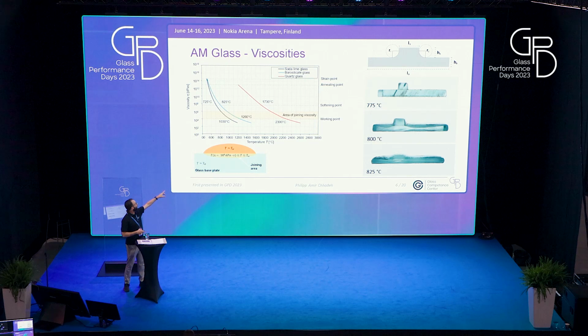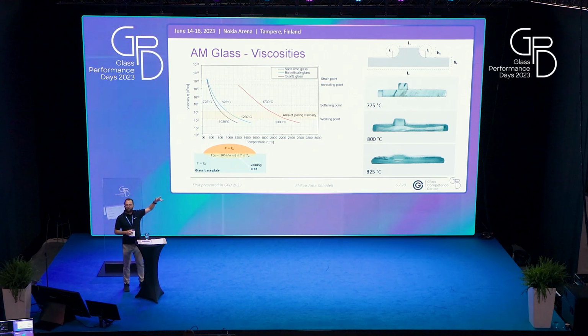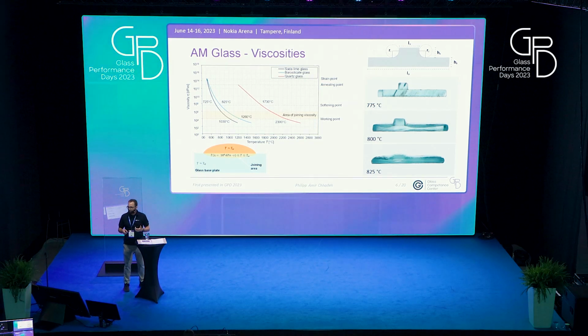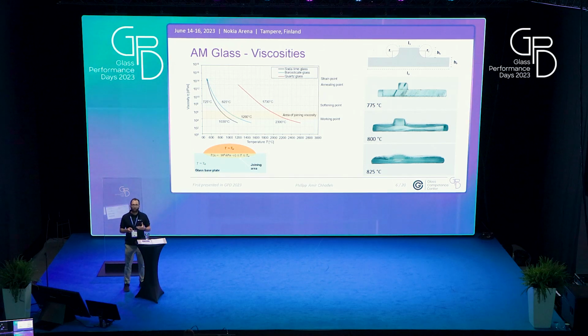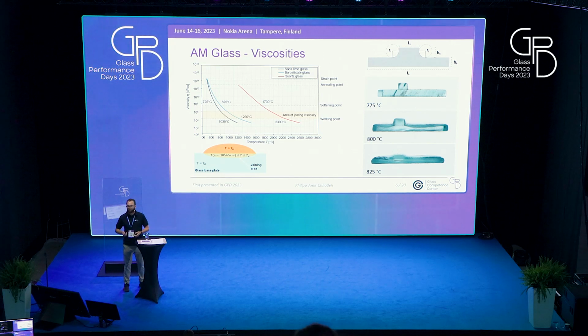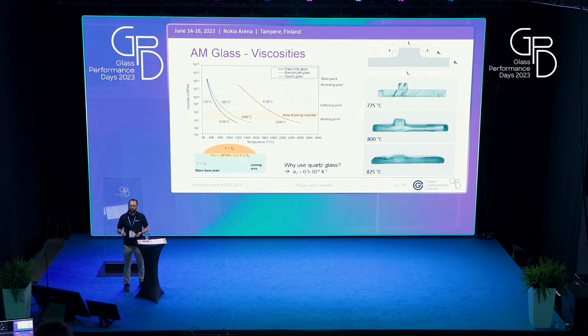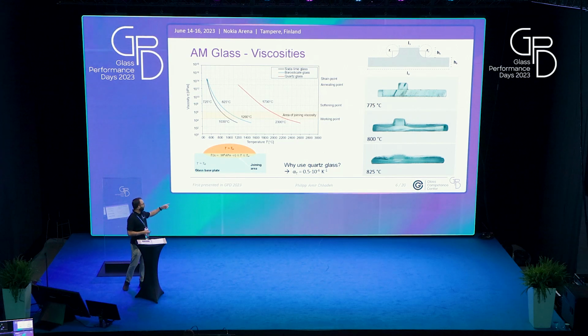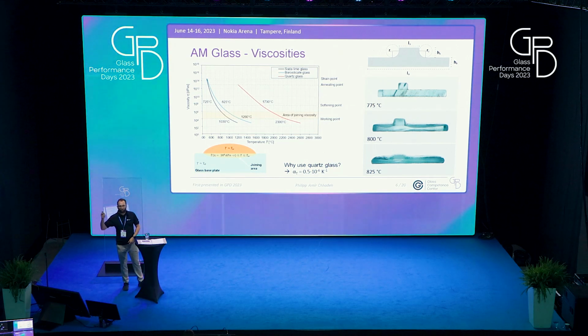Now you can also see here the red dotted line, that's for quartz glass. You can see that the softening point, working point and the area of joining viscosity are way higher in this case. You need more energy to melt quartz glass. So why would you use it? The reason for this is quite obvious. The thermal expansion coefficient is very low, with 0.5 times 10 to the power of -6.